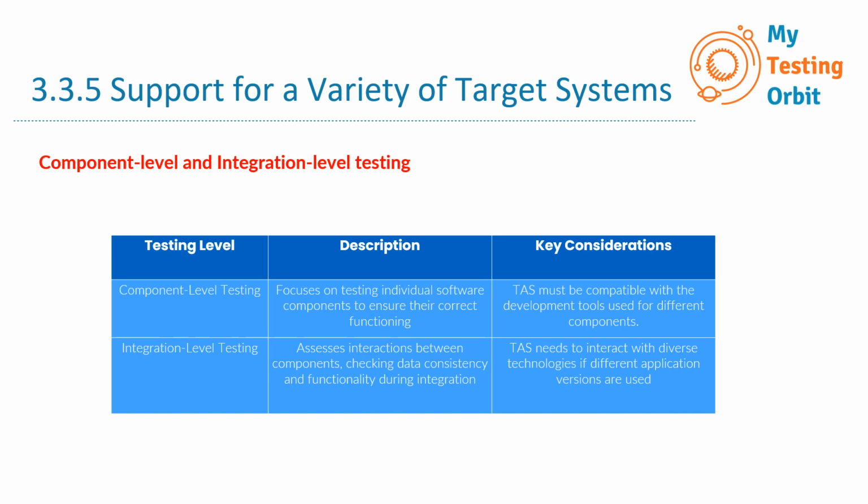Similarly, integration level testing assesses how different components interact and whether they maintain data consistency and functionality when combined. And the tools and technologies used for component integration are critical over here. So for instance, different versions of the application rely on different technologies. For example, one uses Java and the other uses Python. So in this case, the TAS must be capable of interacting with both technologies to ensure seamless integration.